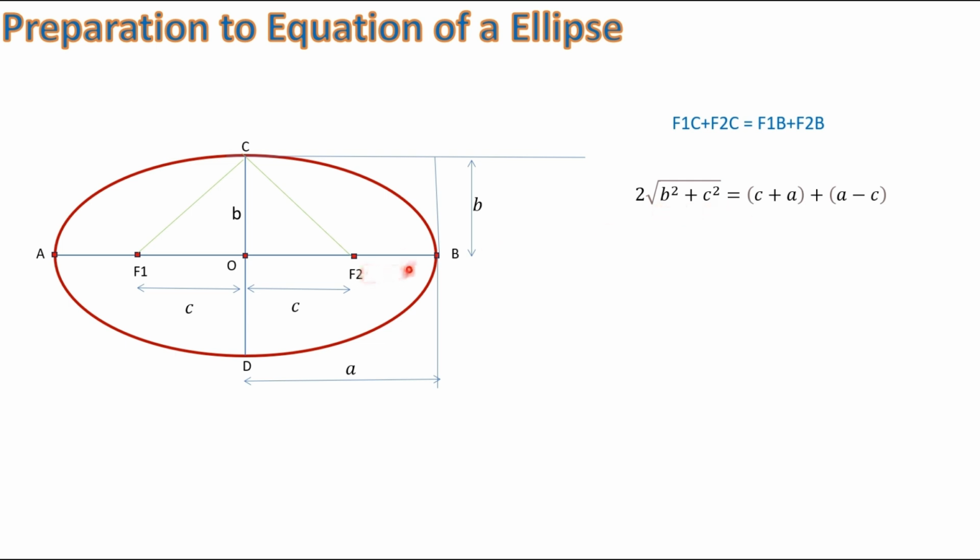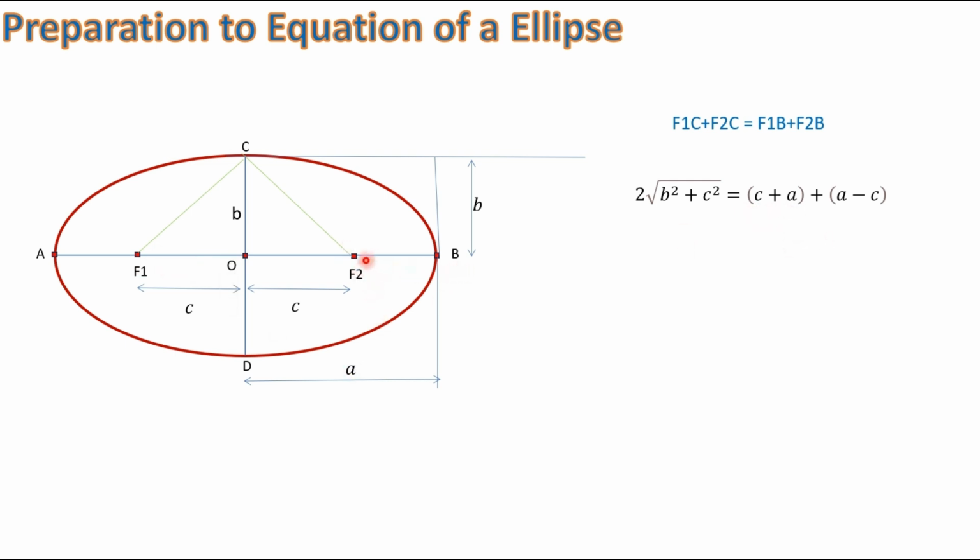That must be equal to, if you take the point B here, see what is the F1 to B distance? You can see clearly here. From the origin O to B is the A distance. Here is the C distance. So it's C plus A.